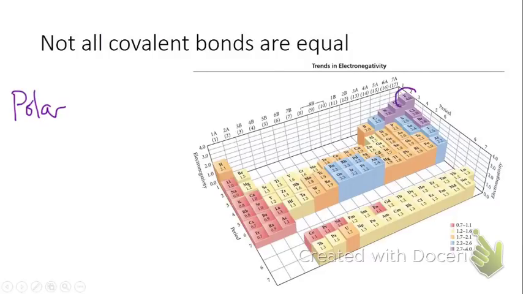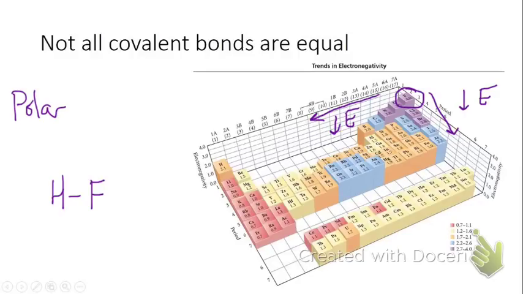So fluorine, up here at the top right, is the most electronegative element. As you go down a column, you decrease electronegativity. As you go across a row from right to left, you also decrease in electronegativity. Fluorine is the most electronegative, which means the electrons will tend to go towards fluorine. Let's take hydrofluoric acid here.